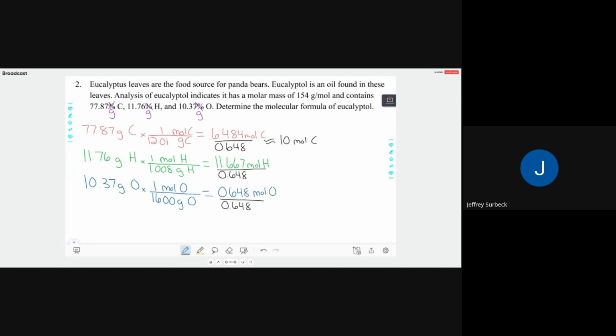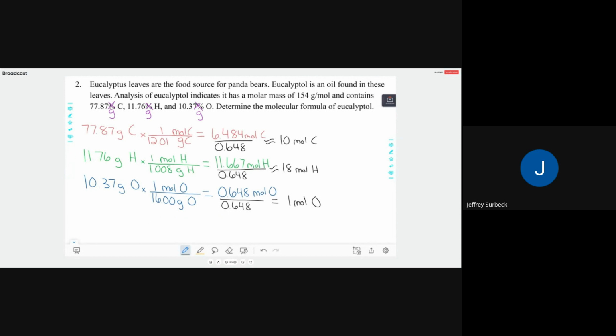11.667 divided by 0.648, and I get 18.00 and then some numbers. Again, that's close enough to the whole number 18 moles of H. And then 0.648 divided by itself is exactly 1 mole. Now, at this point, we look at the numbers I have written in black and ask ourselves, are these all whole numbers? Well, in this case, they are, so we're not going to have to do anything.